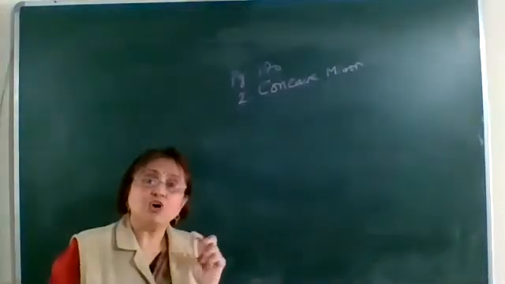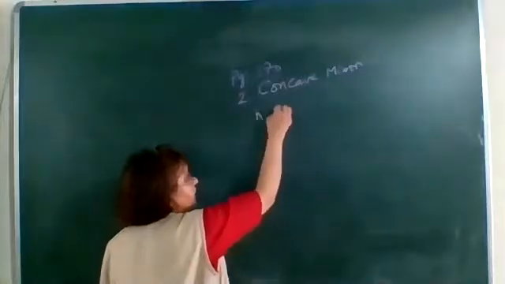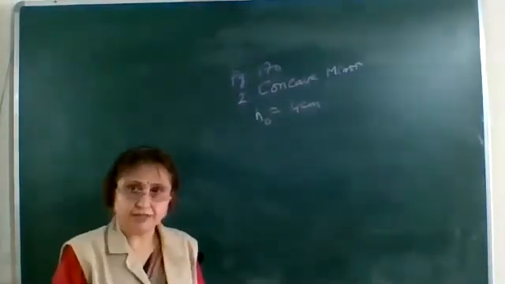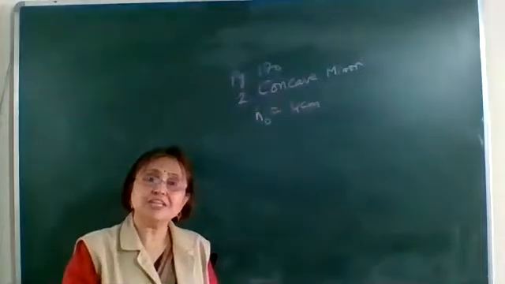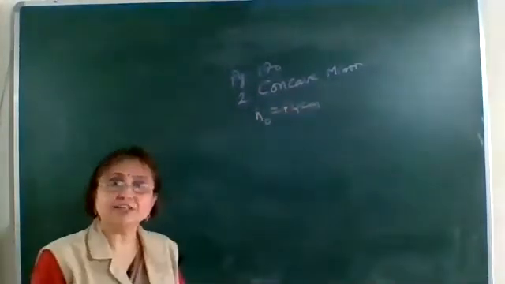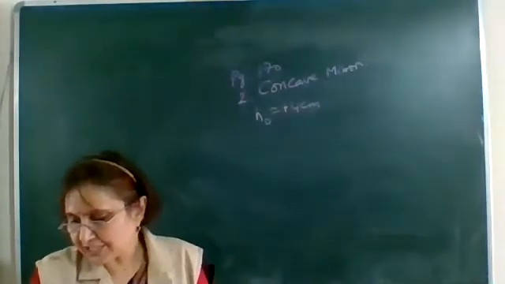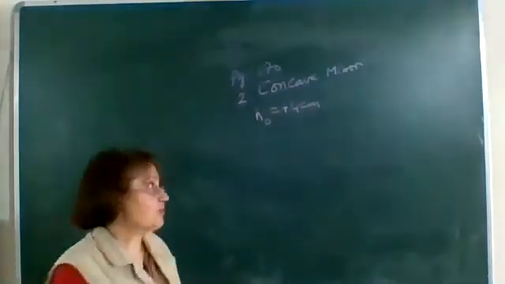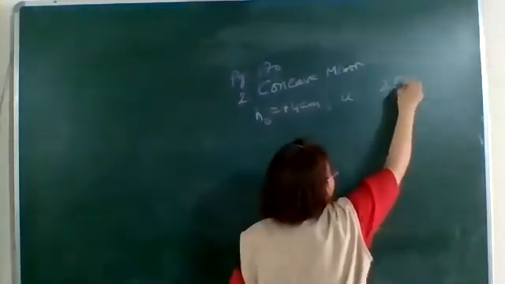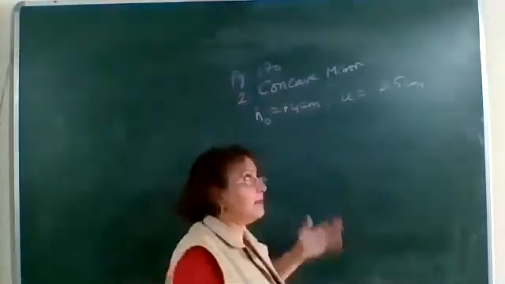An object 4 centimeter in size. The size of the object is 4 centimeters, that is, it is the height of the object. And the object we are placing above the principal axis, so the height of the object is plus 4 centimeters. It is placed at 25 centimeters in front of a concave mirror. So the U distance is given as 25 centimeters. Where is it placed? To the left of the mirror.